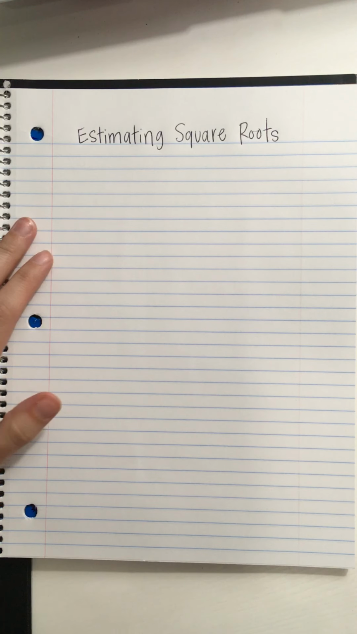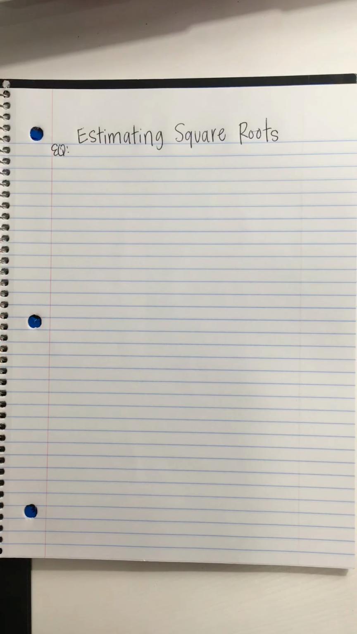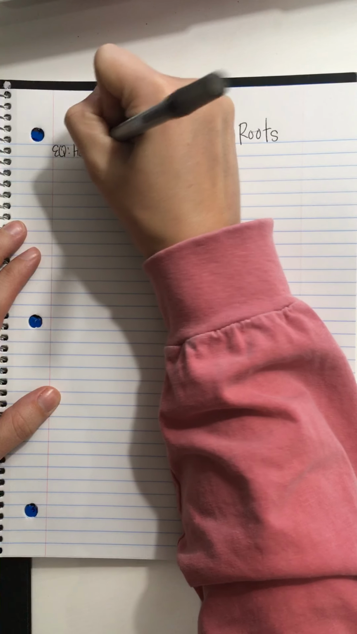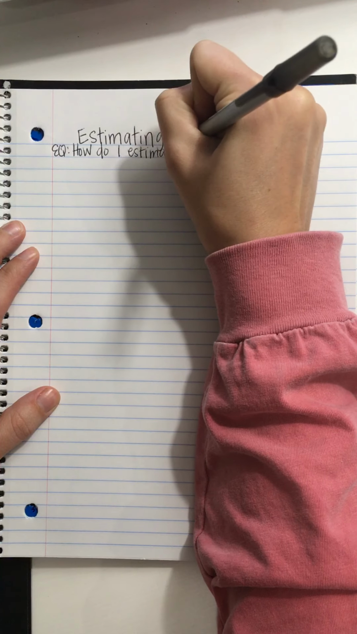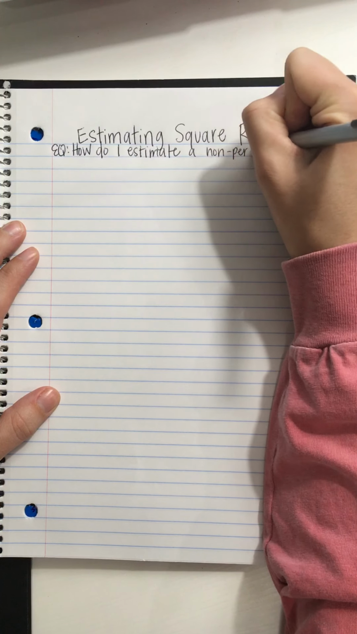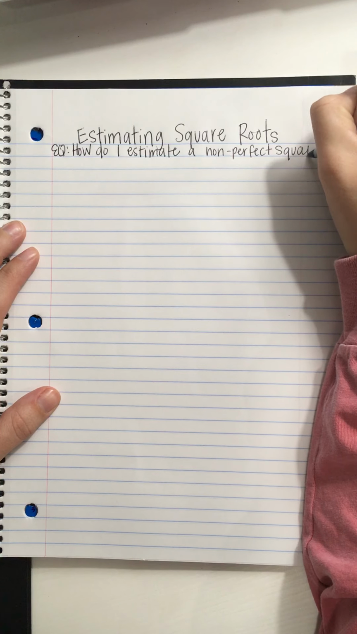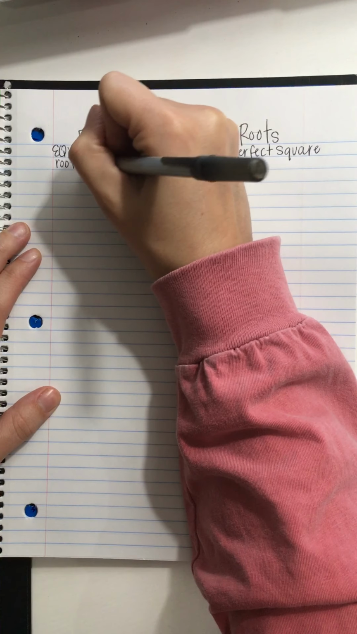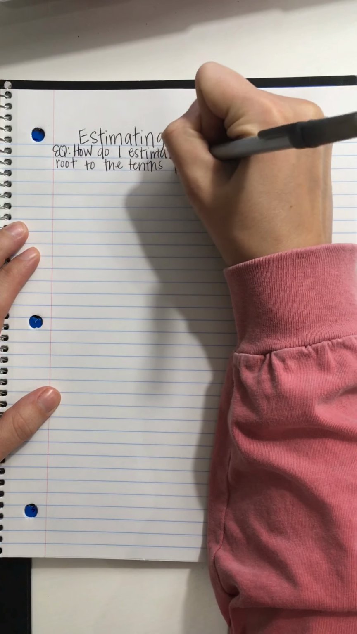All right, we are going to have an essential question. So that goes right up at the top. All right, our essential question for today is how do I estimate a non-perfect square root to the 10th place.